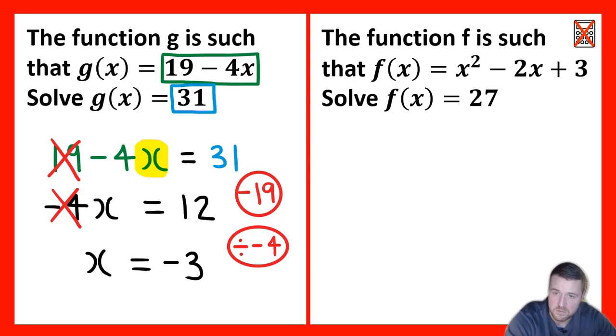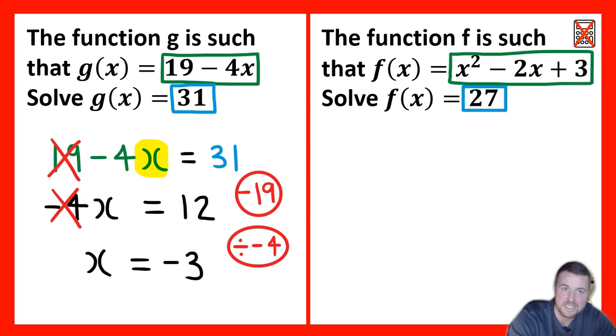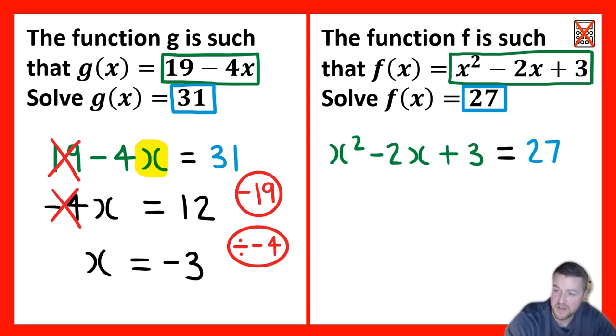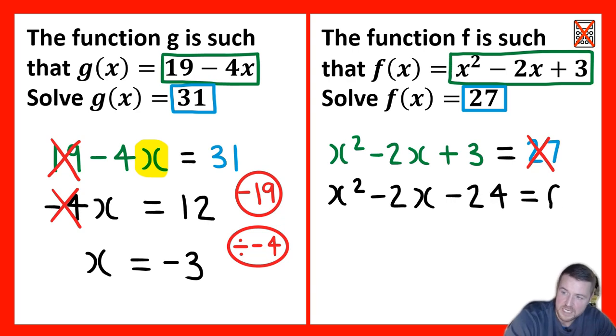For the first question, we had a linear function which created a linear equation, whereas for the second question, we can see that f of x is equal to a quadratic function, x squared minus 2x plus 3. So equating these equal to each other provides me with a quadratic equation which will need to be solved slightly differently to the first question. I can solve this quadratic equation by making it equal to 0, which means subtracting 27 from both sides. x squared minus 2x minus 24 is equal to 0.